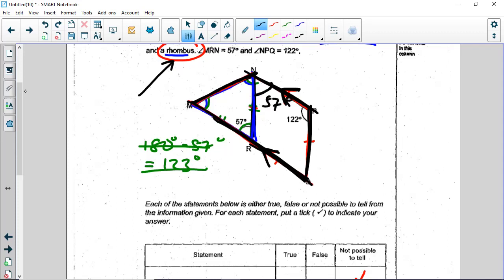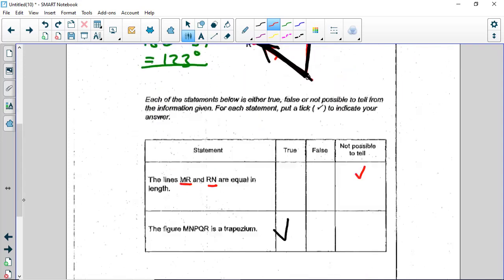So 57. Okay, Mr. made a mistake. Over here you can see a Z, right? That's a Z. Mr. saw it wrongly. So 57 plus, 57 opposite is also 57. So 57 plus 122 is not 180. So that's not a trapezium. Mr. was looking at the arrow, looking at the lines. So that's not a trapezium. So for this one, your answer is false. False, not a trapezium.